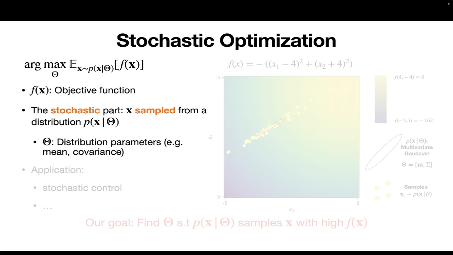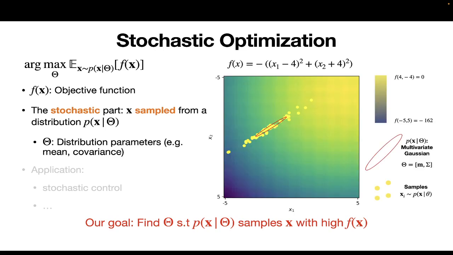Well, the problem is known as stochastic optimization, and in this problem setting, we have an objective function f, whose value we're trying to maximize. But here's the stochastic part, because instead of controlling the input to this objective function directly, we control instead a distribution from which these inputs will be sampled. And this distribution is parameterized by some distribution parameters theta. Our goal here is to find theta such that our distribution is going to sample higher objective solutions on average. And to the right, I'm providing a simple toy example.